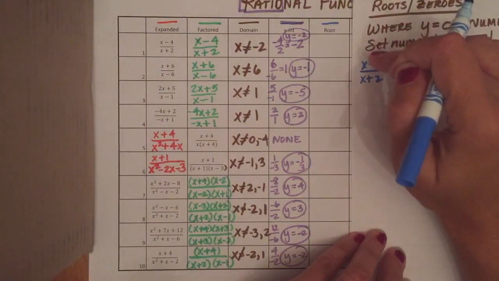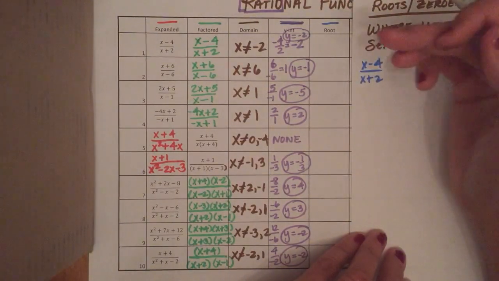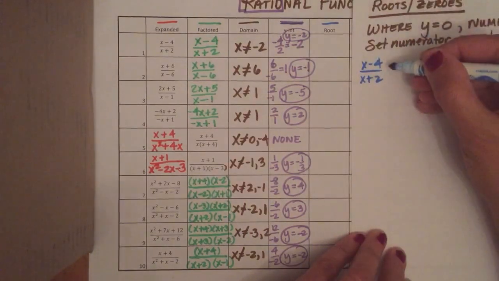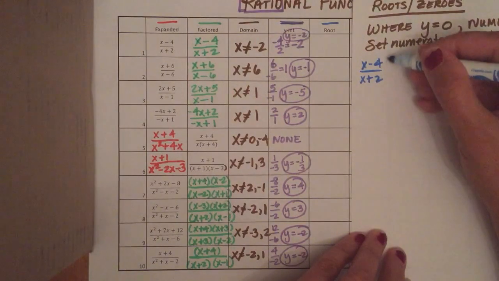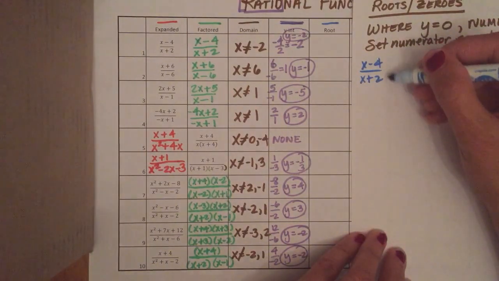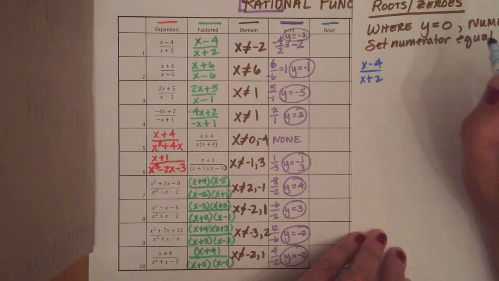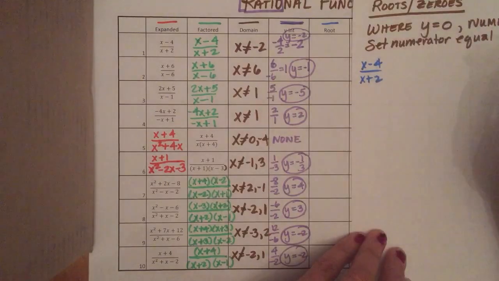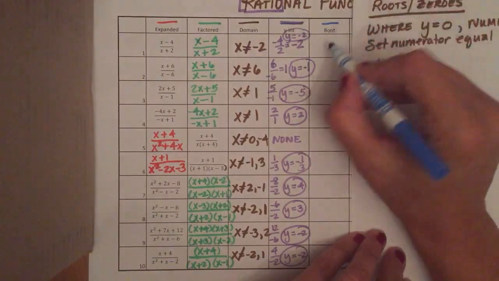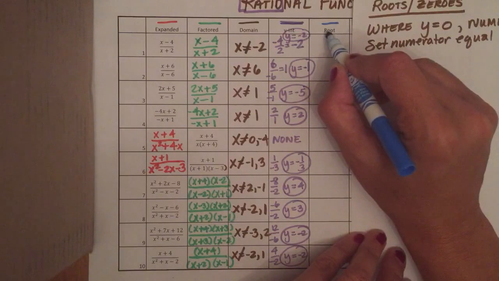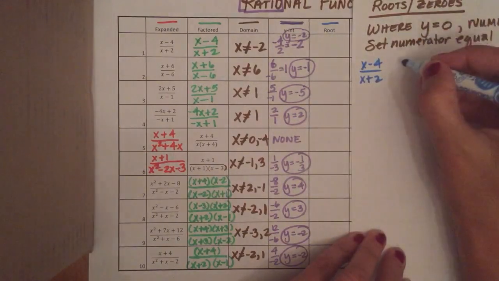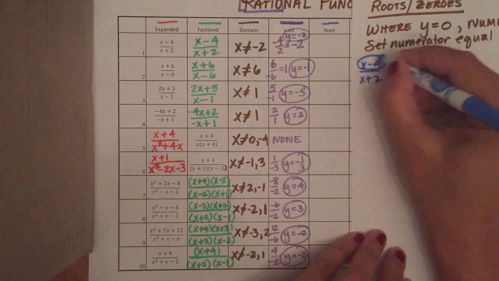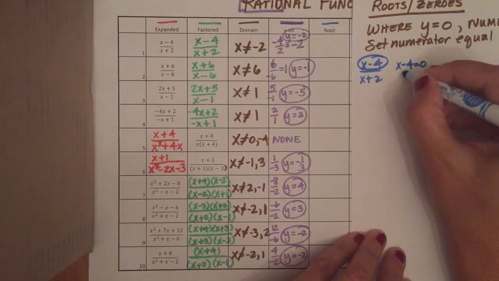But now what we're looking for is when y is 0. When is the value of the function 0? When is it going to be 0 if I plug something into this fraction? How do I make this fraction equal to 0? Not undefined, not with a 0 in the denominator, but with a 0 in the numerator. So for the roots, you set the numerator equal to 0. In this example, I take x minus 4, my numerator, and set it equal to 0.